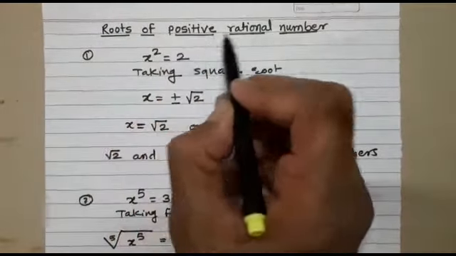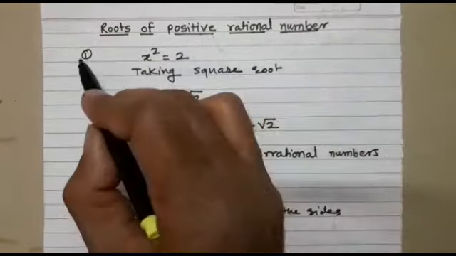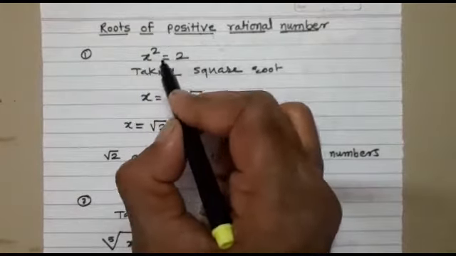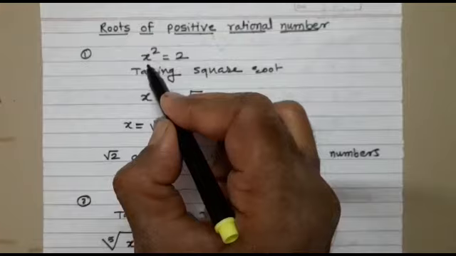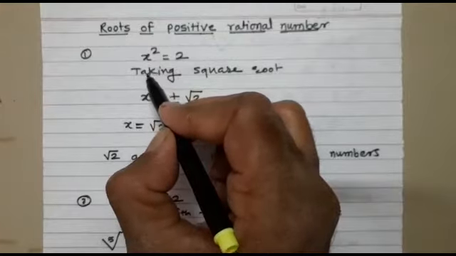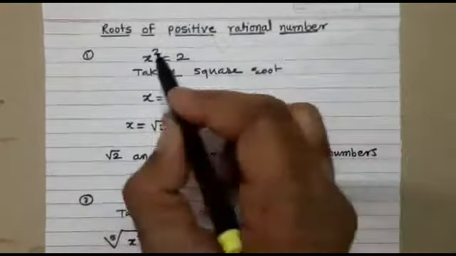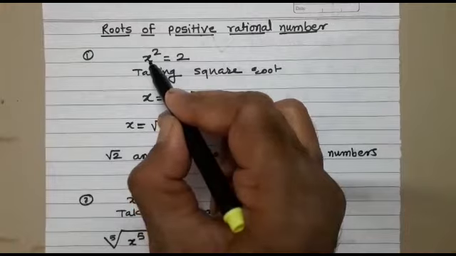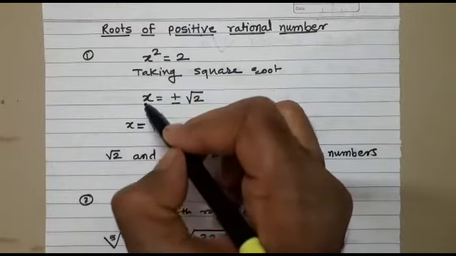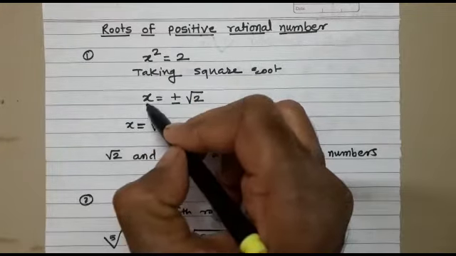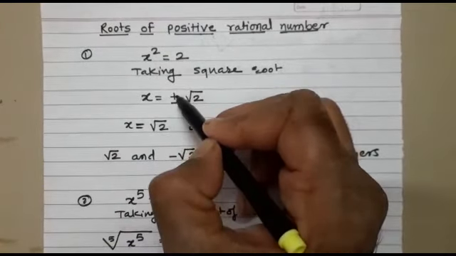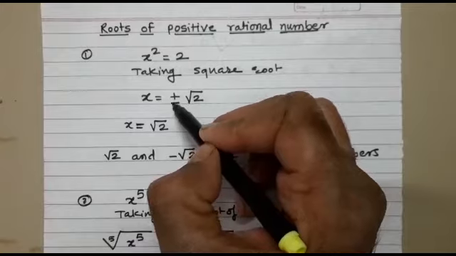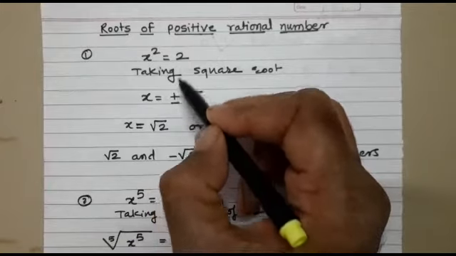Roots of positive rational number. Number 1, x square is equal to 2. To get the value of x, we have to take the square root of this. Taking square root of both the sides, the square root of x square is x. And any positive number has two roots. That's why I am writing here plus, minus, that means positive and negative.